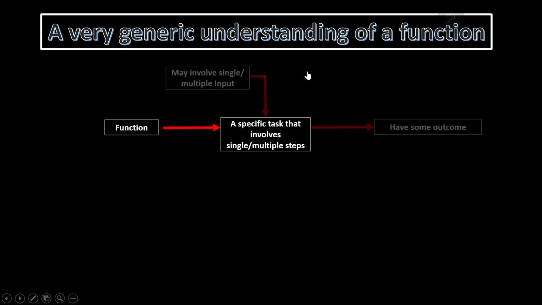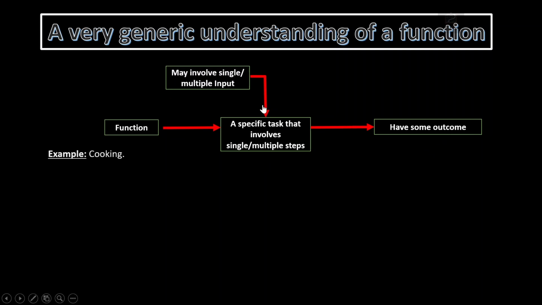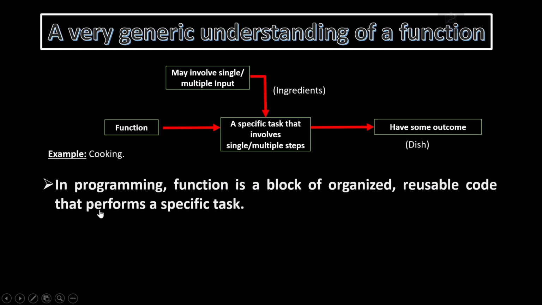A function is a specific task that involves single or multiple steps. To do that task, we may involve single or multiple inputs, and after the processing is done, we get some output or outcome. For example, think about cooking. For cooking, these inputs are considered to be ingredients, and the specific task is the cooking process itself, and the result we are going to get is the dish. Similarly, for programming, a function is a block of organized and reusable code that just performs a specific task.